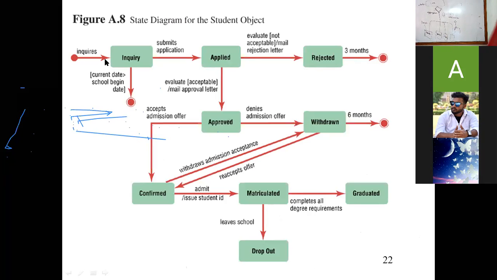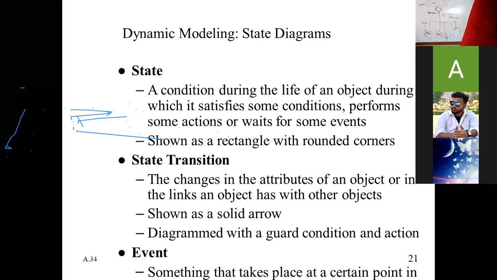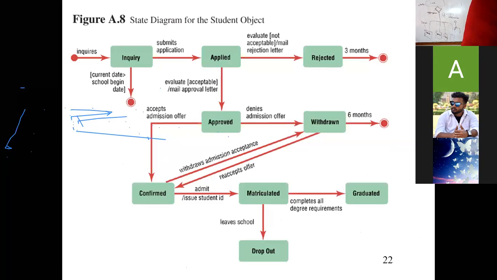So this is a state diagram for the student object. As I told you, a state is a condition during the life of an object, during which it satisfies some conditions, performs some actions, or waits for some events. So it is shown as a rectangle with rounded corners. In this state diagram we have shown the various states, and you can see the rectangles with rounded corners. These are different states of a particular student object.